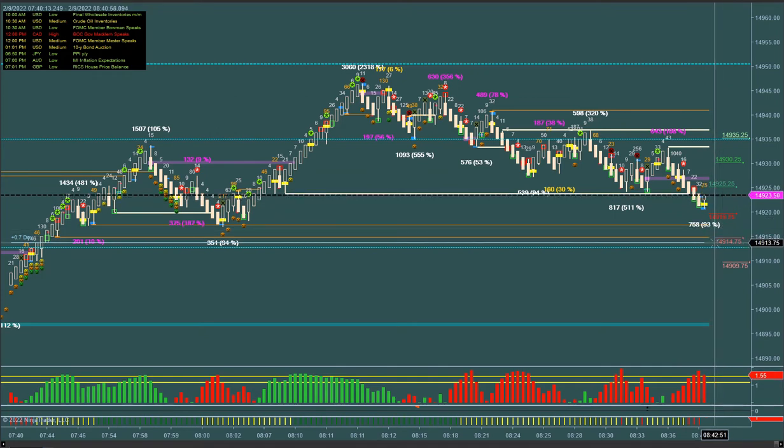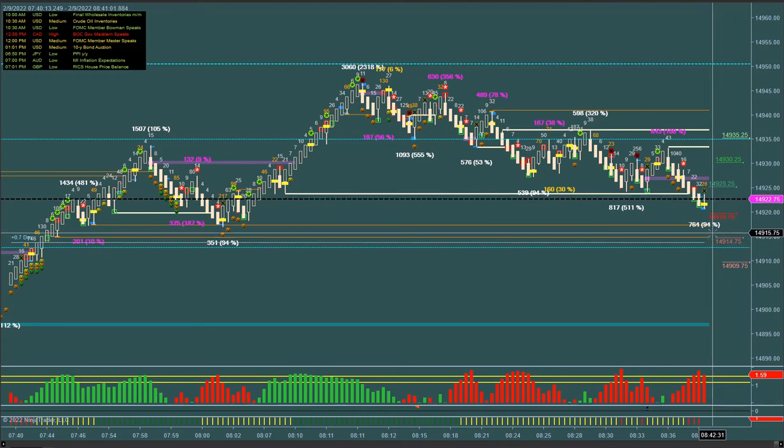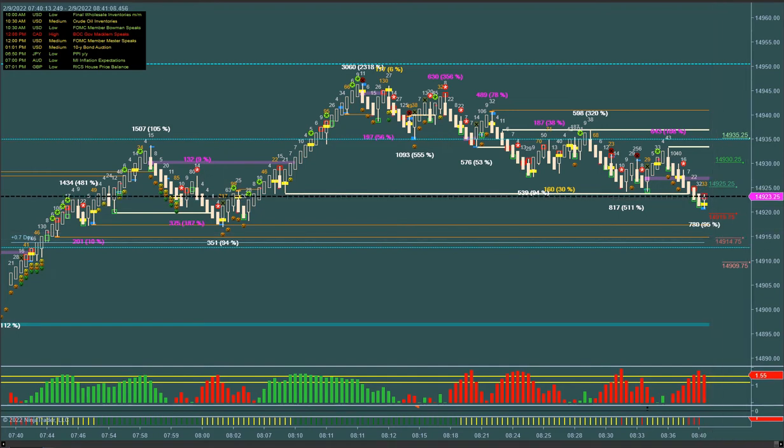That's what I would like. Of course, we know the market doesn't always do what we want it to do, but you have to have an idea of what you want to do. That way, if it happens, then you're ready. Now we are getting a pullback.